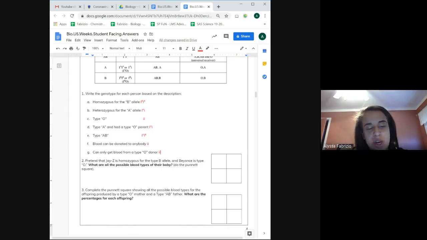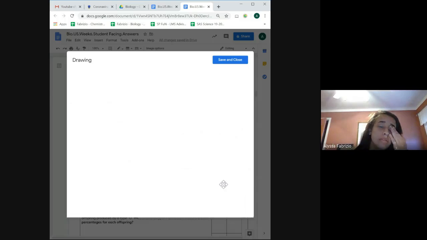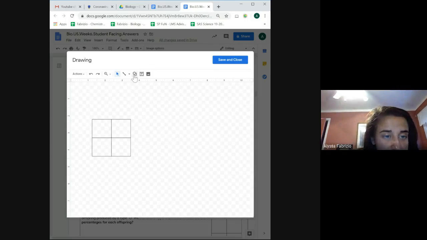So pretend that Jay-Z is a homozygous individual for the blood type B, and Beyonce is a type O. So what are our possible blood types for their baby? So we're looking at what homozygous for type B would be. So that's 2 uppercase I's with superscript B. And then if Beyonce is type O, she has to have this small i blood type. So we're going to do that real quick together.